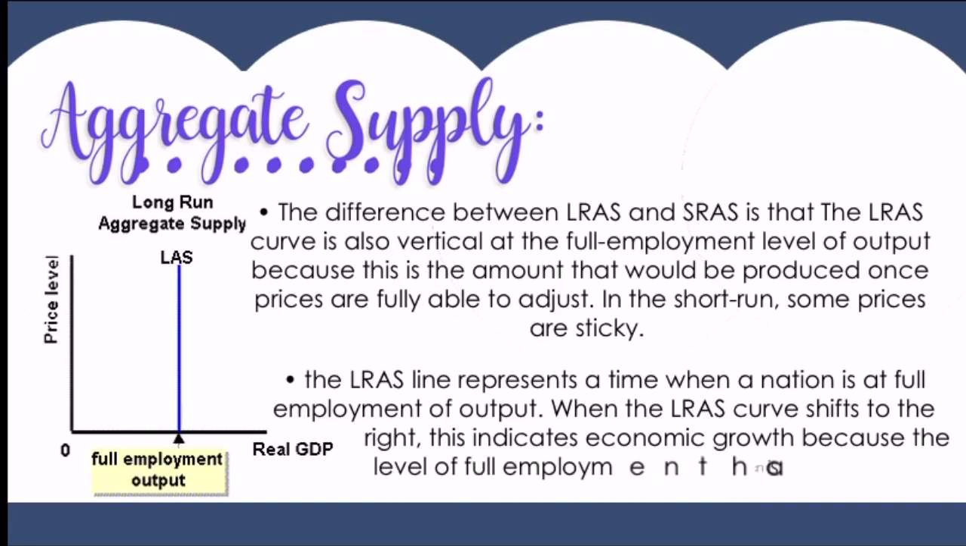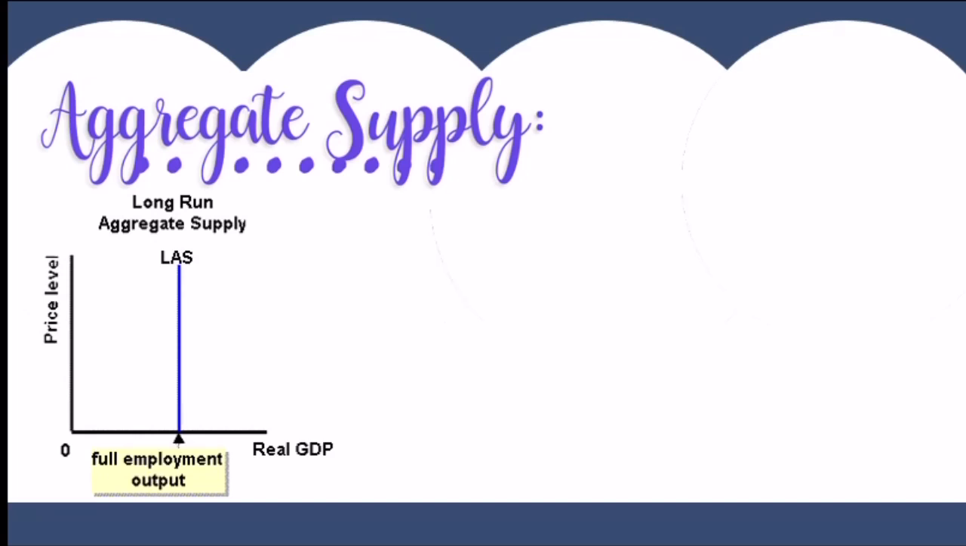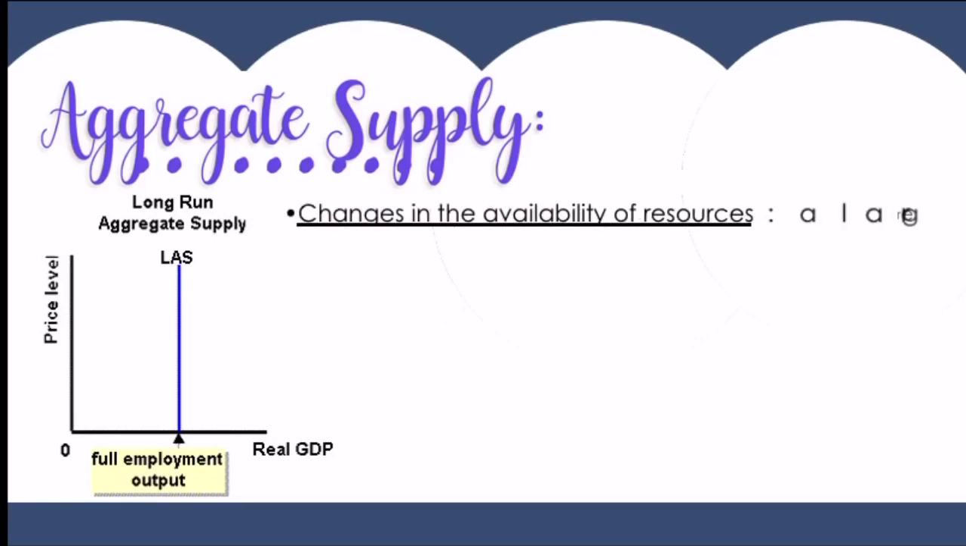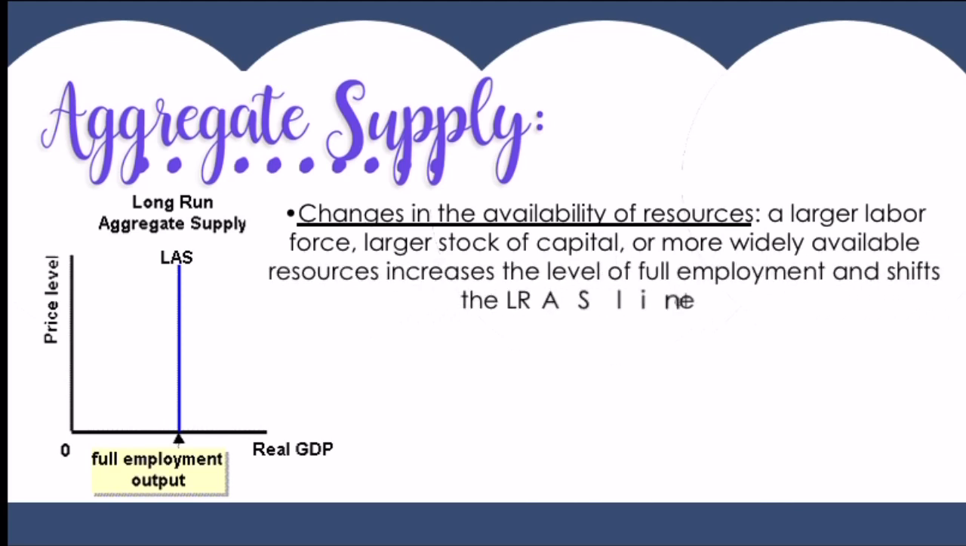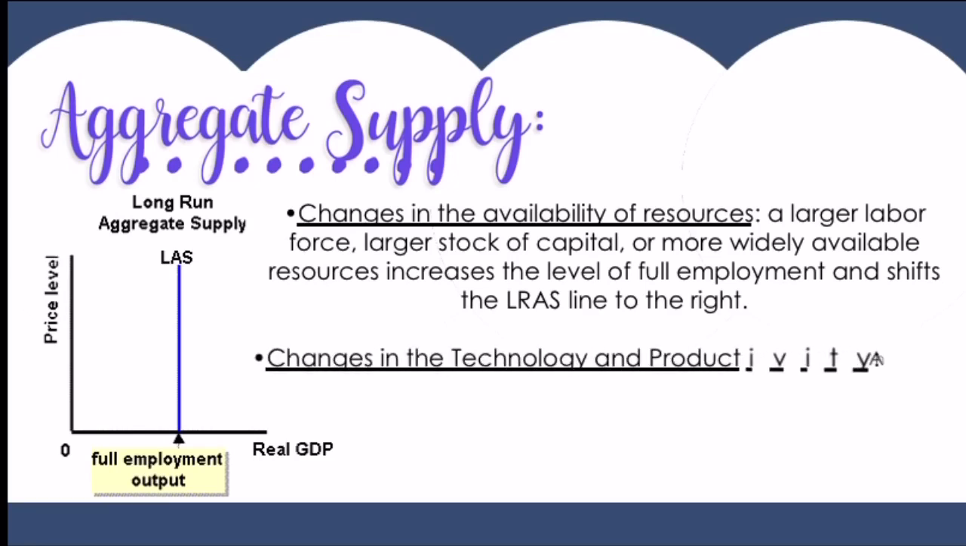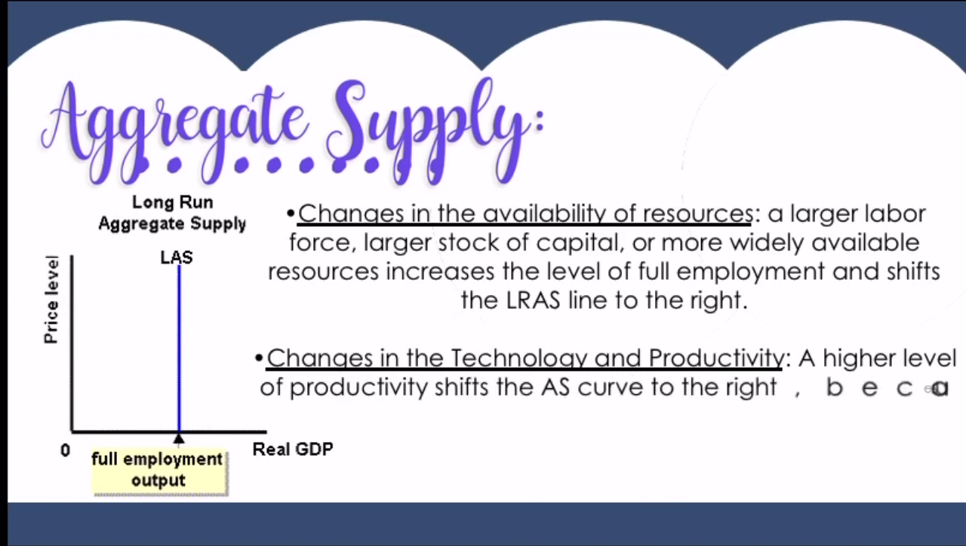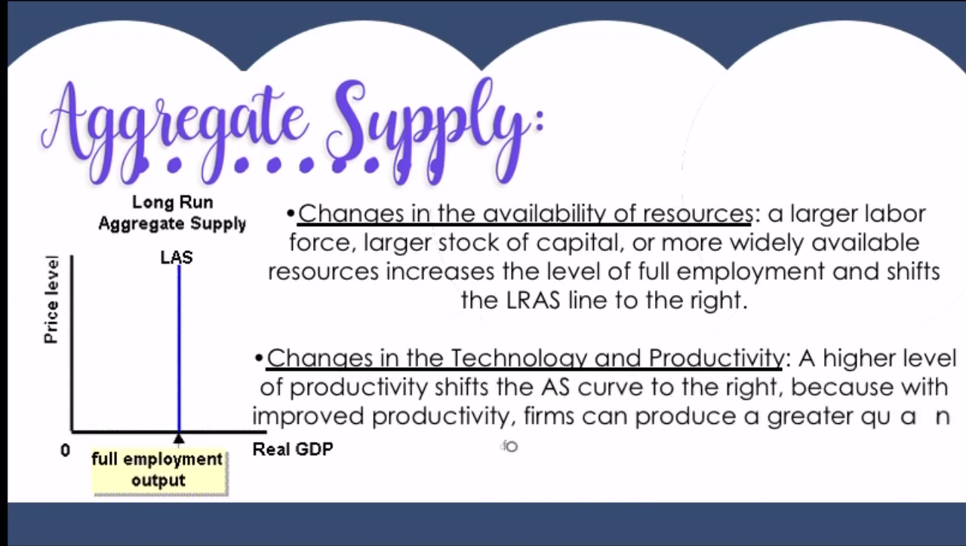When the LRAS line shifts to the right, this indicates economic growth because the level of full employment has increased. The economy has grown because it can produce more output than it used to. There are several determinants to shift the LRAS line. A larger labor force, larger stock of capital, or more widely available resources increase the level of full employment and shifts the LRAS line to the right. A higher level of productivity shifts the AS curve to the right because with improved productivity, firms can produce a greater quantity of output at every price level.